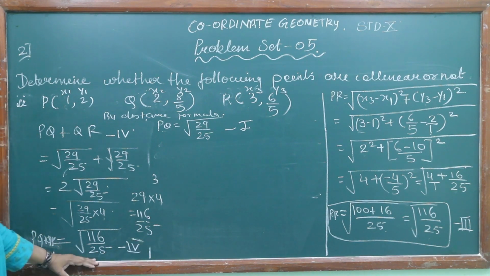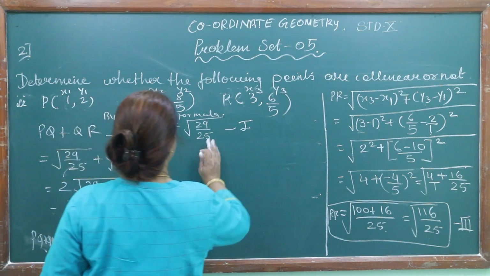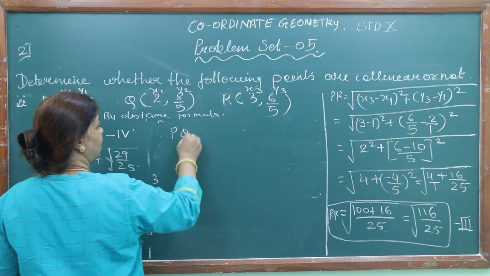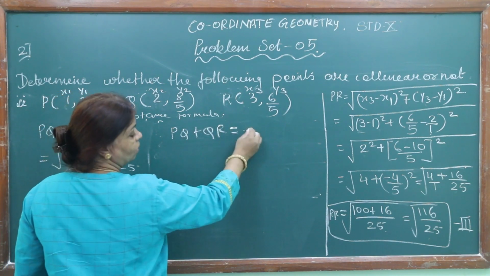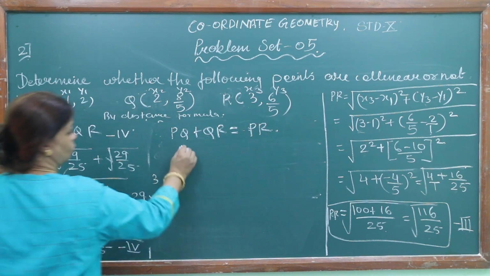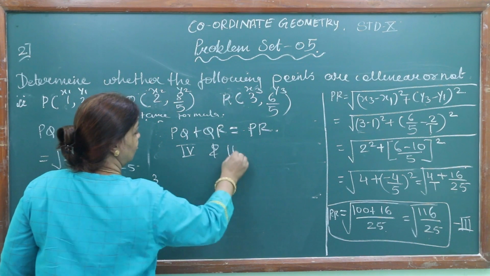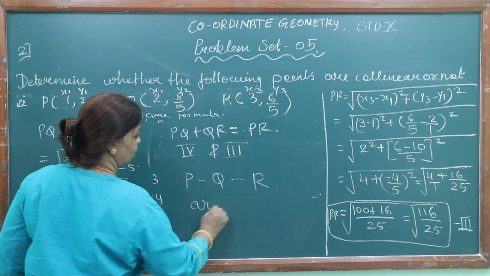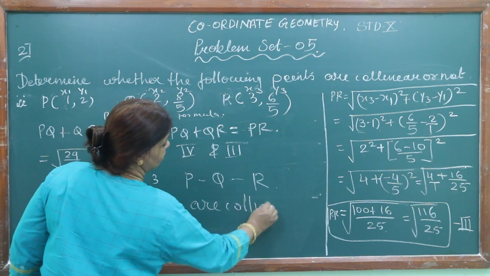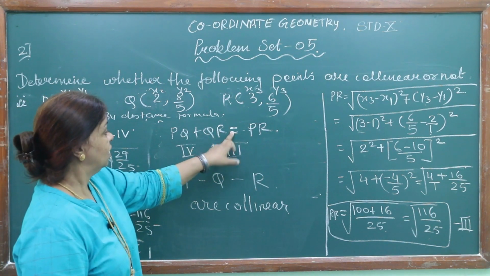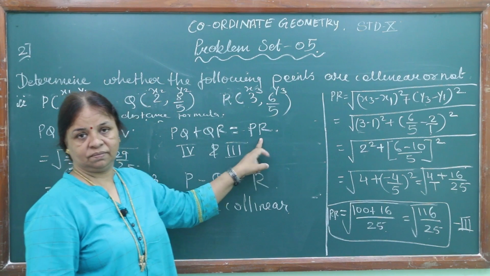If you compare the fourth statement with the third, you get PQ plus QR equal to PR, from fourth and third. And we can say points P, Q, R are collinear, because the sum of the two distances is equal to the third distance. You can pause and solve.